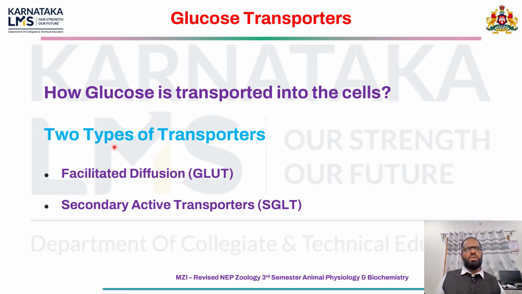The first type of transporters are called the GLUT, which stands for glucose transporters. These glucose transporters are an example of facilitated diffusion. The second type of transporters are called secondary active transporters, for example the SGLT, the sodium glucose linked transporters. These two types of transporters are mainly responsible for the transportation of glucose from the blood into the cell.